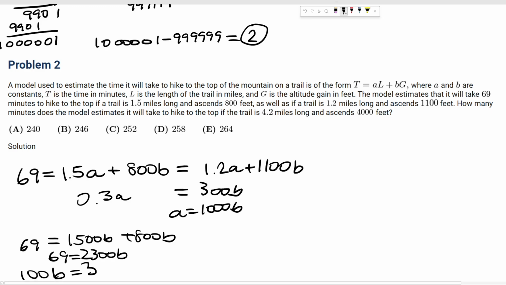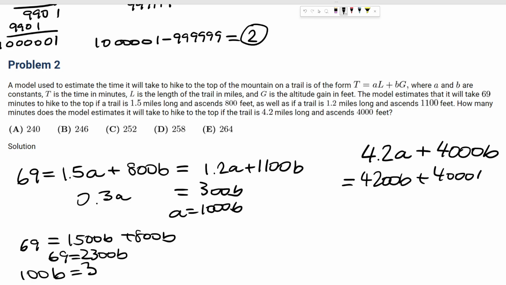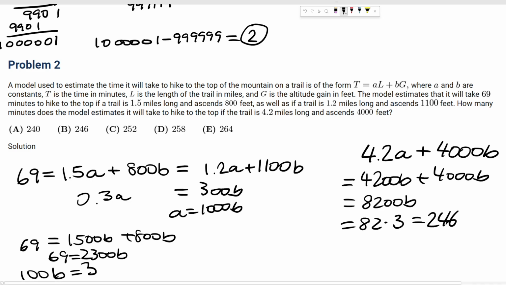Okay, so now what the problem asked us to find in the first place was how long it'll take if it's 4.2 miles, so that's going to be 4.2a plus 4,000 feet, so 4,000b. What does this equal? Well, we found earlier that a is 1,000b, so it's 4,200b plus 4,000b, which equals 8,200b. But remember, 100b is equal to 3, so it's 82 times 3, which is going to be 246. So our answer is B.